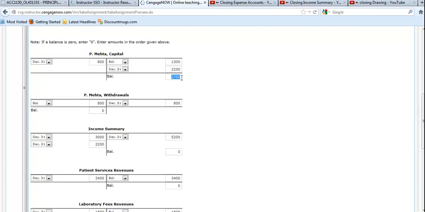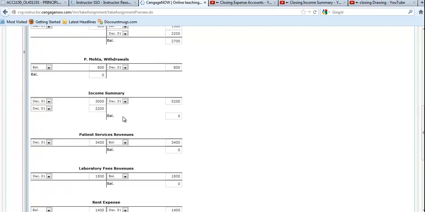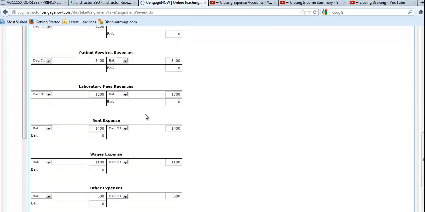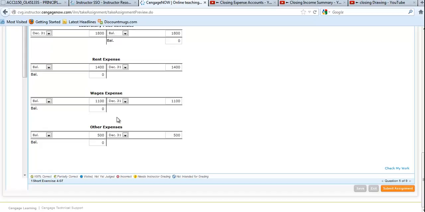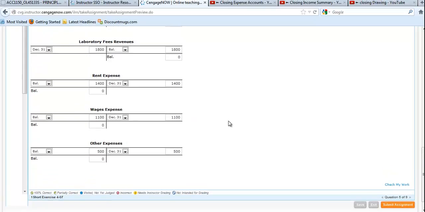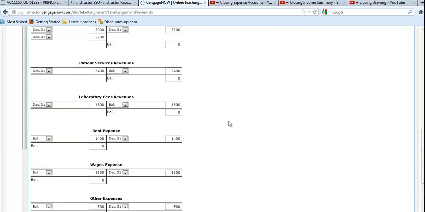So what we have done is we journalized the transactions and then we posted them to the T accounts. My capital now has $2,700 in it and all my temporary accounts should be closed. Drawing, income summary, all of my revenues and expenses now have zero balance. So the only accounts that would be left after closing entry would be my permanent accounts, which would be all of my assets, my liabilities, and my capital account.